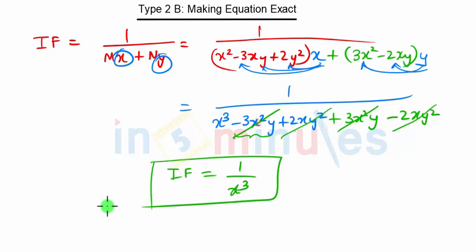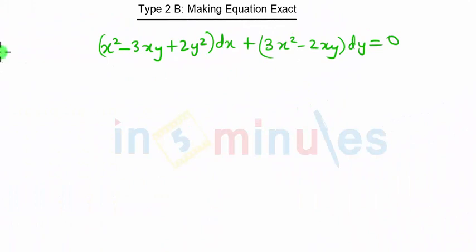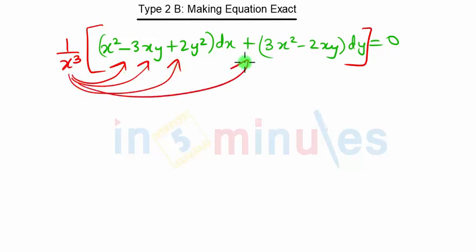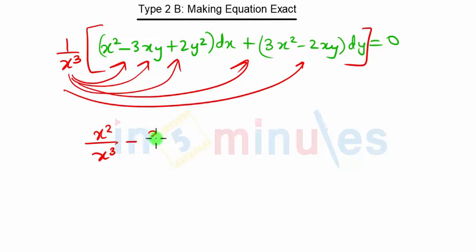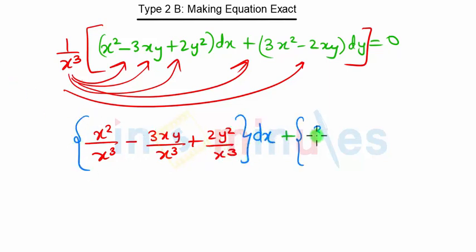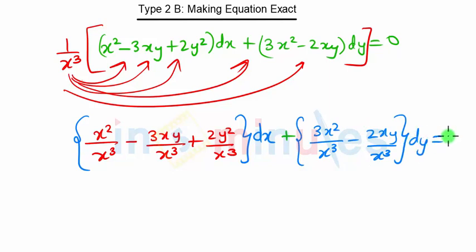Now we will multiply this integrating factor with our given equation. So this is our given equation, and we will multiply it by the integrating factor. We are going to multiply this integrating factor with each term. So x square upon x cube minus 3xy upon x cube plus 2y square upon x cube, and this whole term is multiplied by dx, plus 3x square upon x cube minus 2xy upon x cube, and this whole term is multiplied by dy, equal to 0.